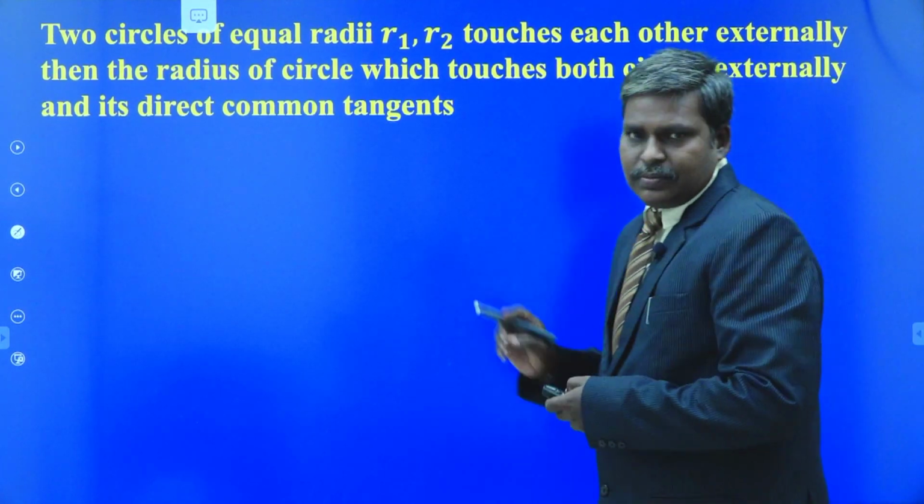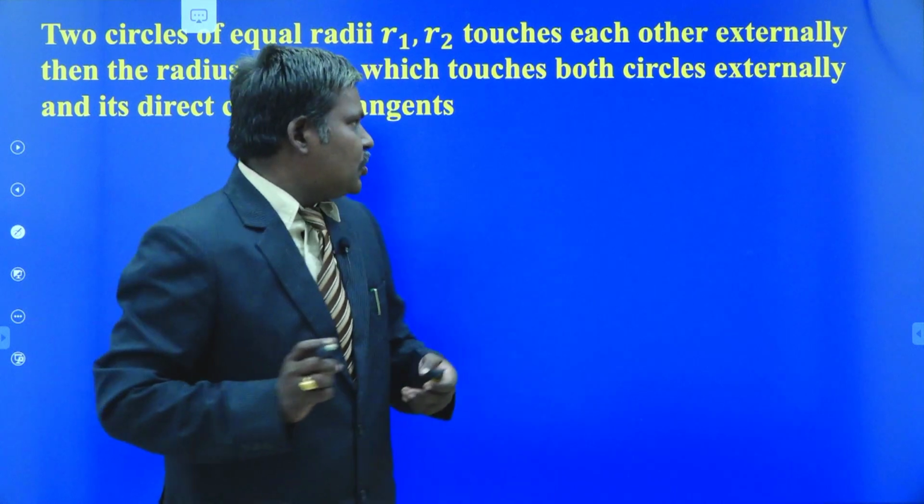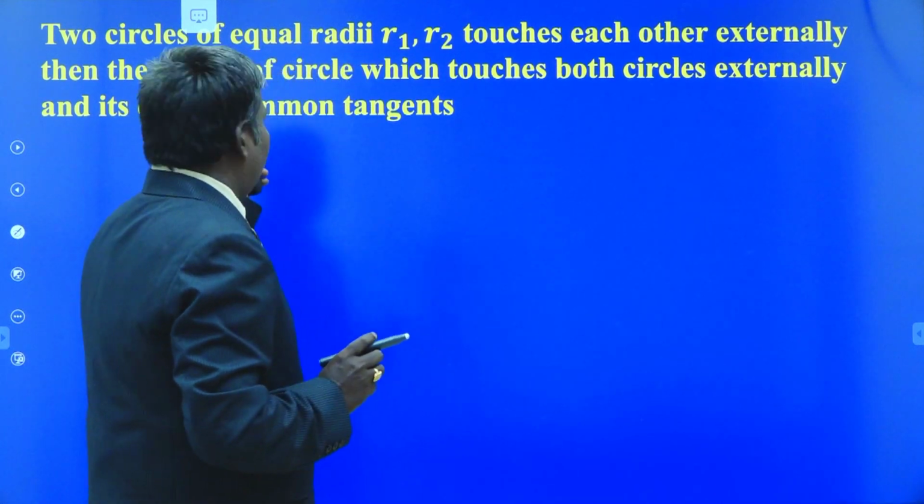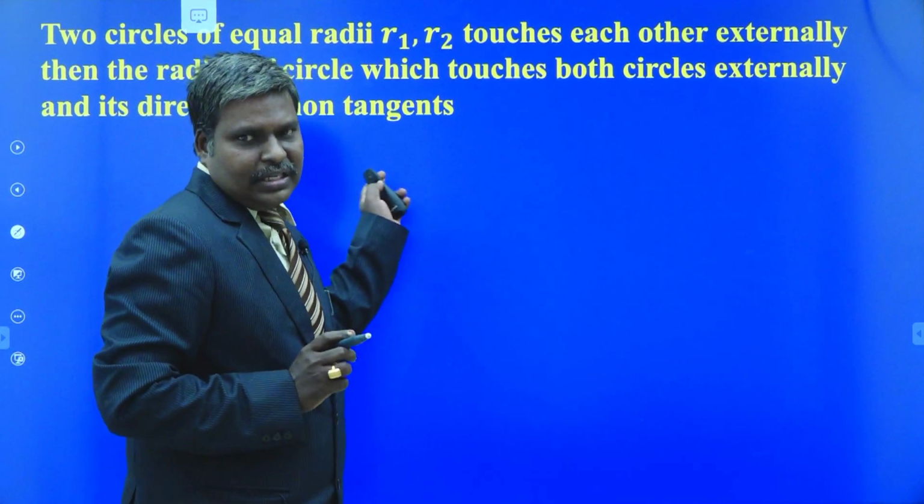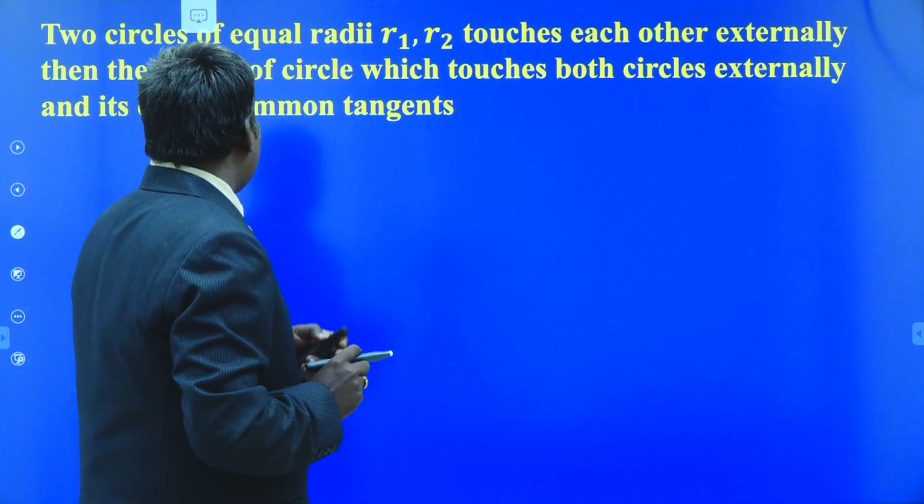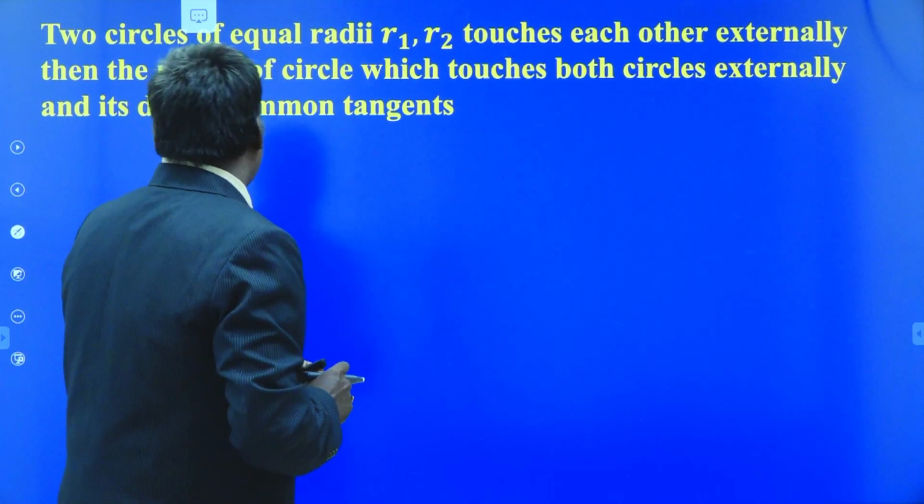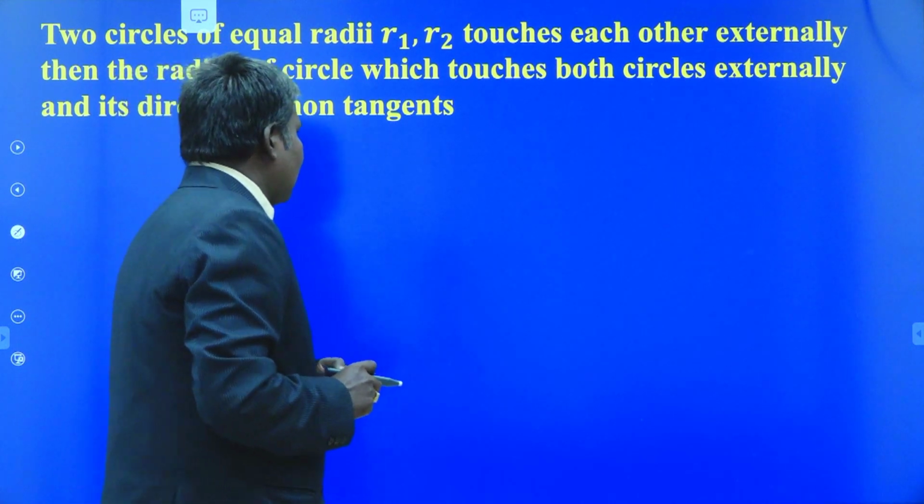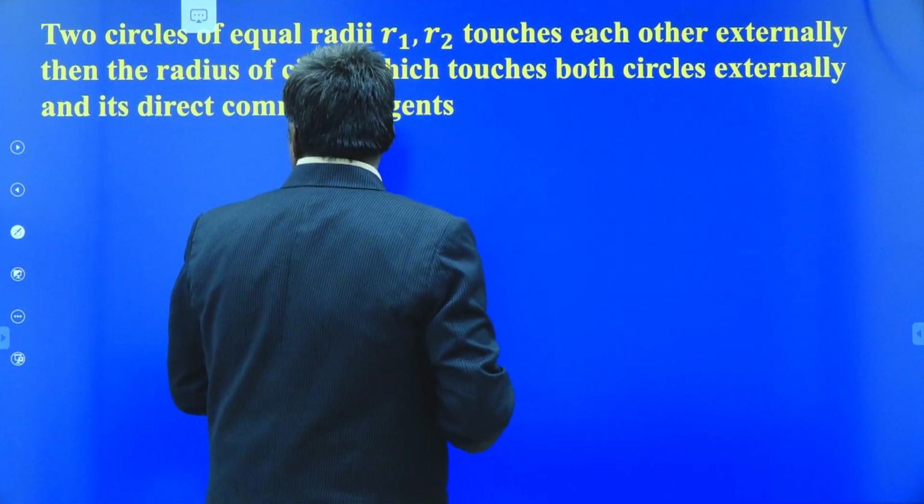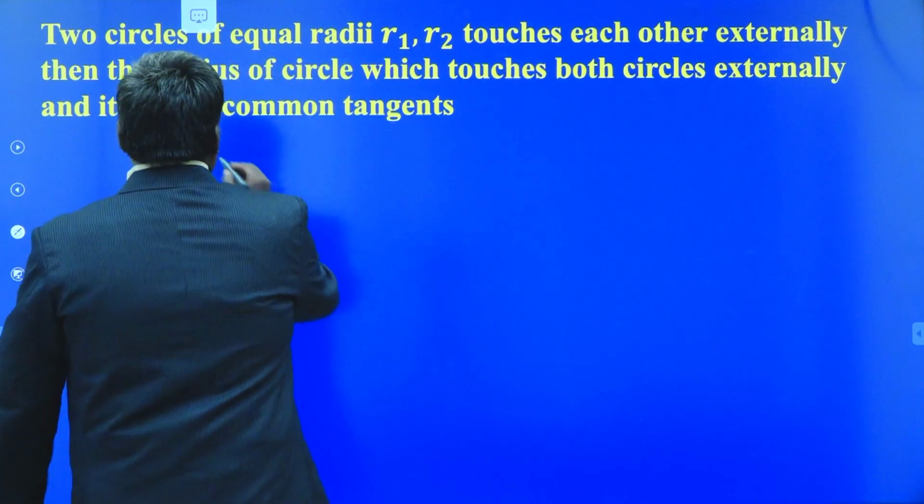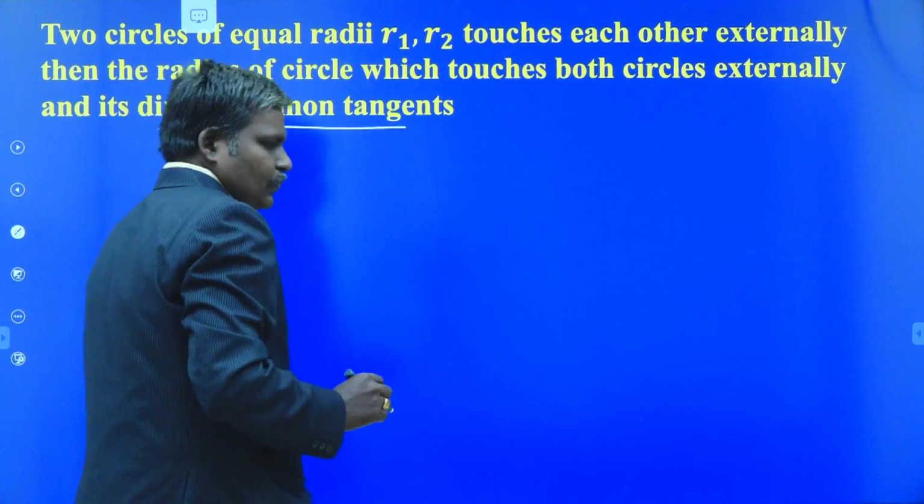See this question. This is also very easy to you. Within 5 minutes we can crack this one. Listen carefully. Two circles of radii R1 and R2 touch each other externally. Then find the radius of the circle which touches both the circles externally and their direct common tangent. Very nice question to you.